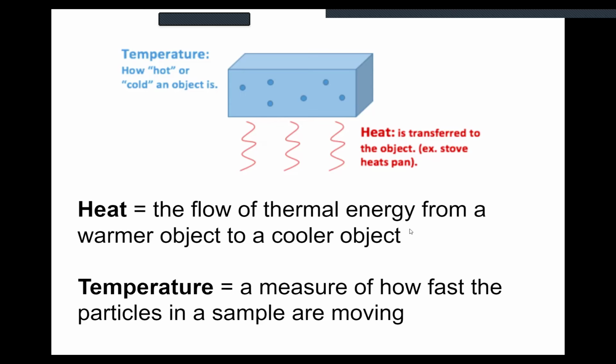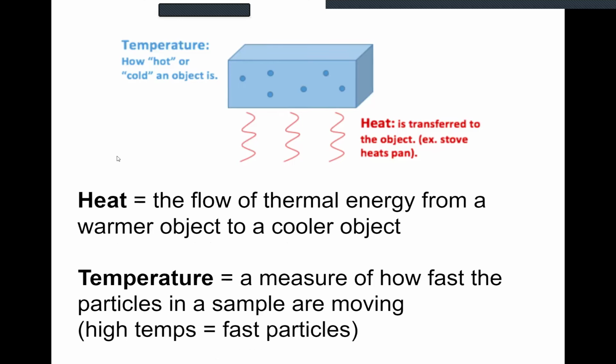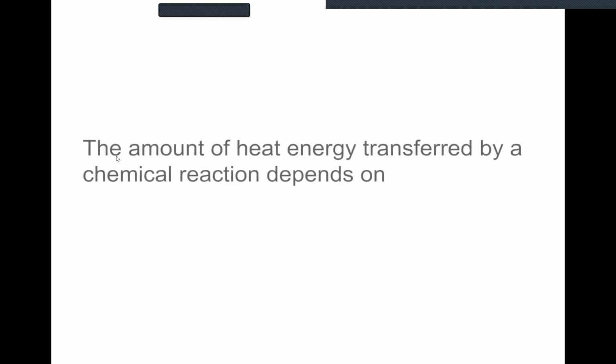Temperature is a whole different thing. It's how fast the particles in a sample are moving in a given instant. It's not talking about the amount of energy flowing. High temperatures are fast particles. We might recall that from an earlier lesson. All right, so then what does contribute to the amount of heat energy an object has or is receiving or losing potentially? Well, there's a few things.